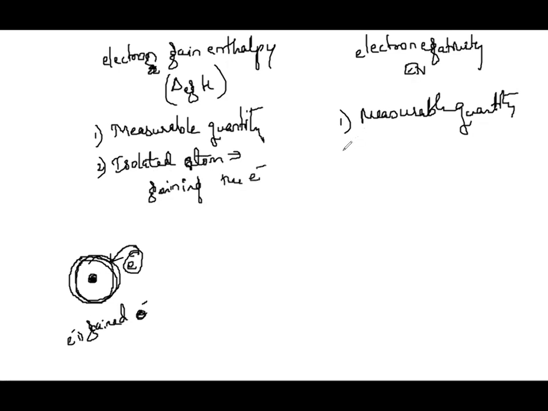What is electronegativity? It is the tendency to attract. When I speak about electronegativity, I will not consider an isolated atom. I will consider a molecule. Let me say I have an HCl molecule. So this is H and this is Cl. So there are nuclei, right? So this is the nucleus.